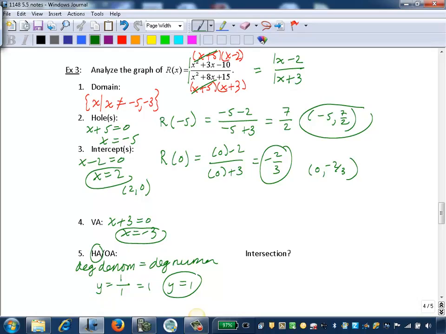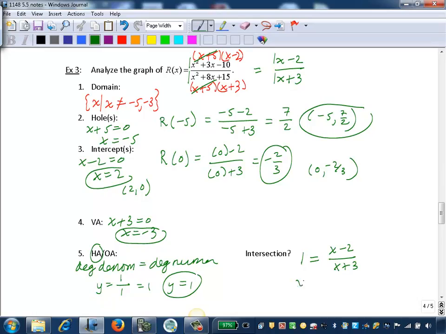Now we want to check if our graph intersects that horizontal asymptote, because remember, the graphs of these rational functions can potentially intersect horizontal or oblique asymptotes, but they cannot intersect vertical ones. So we'll set our function equal to the y value of our horizontal asymptote. I'm going to set my function equal to 1. So we solve the equation 1 equals x minus 2 over x plus 3.